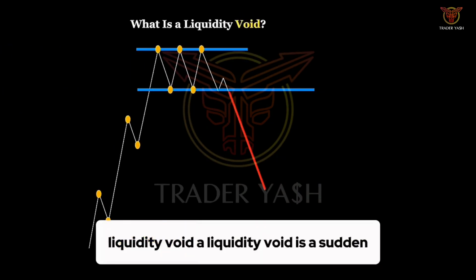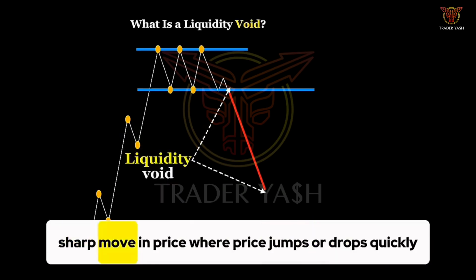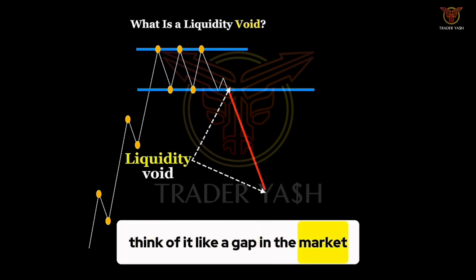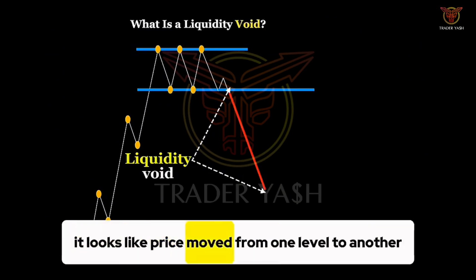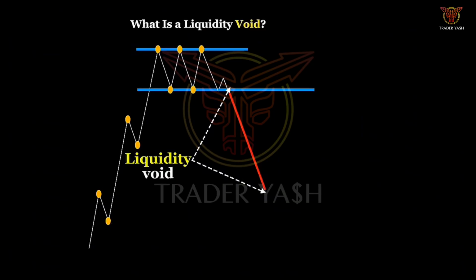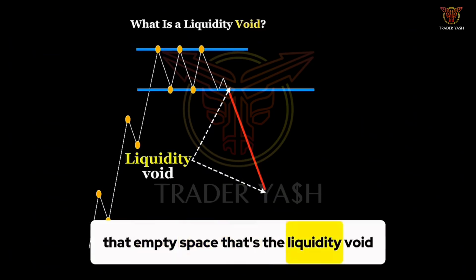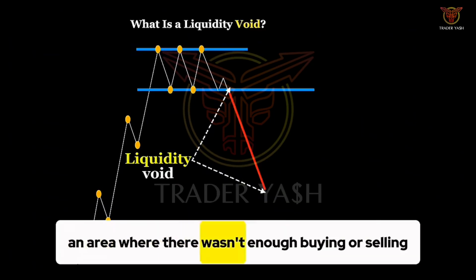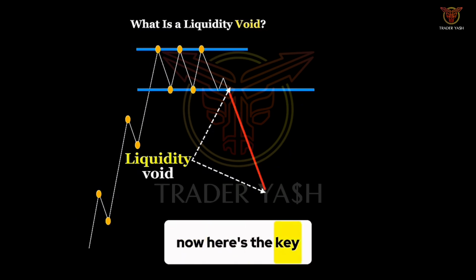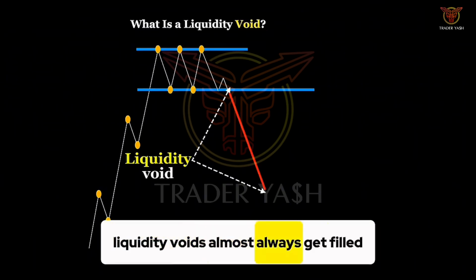Liquidity void. A liquidity void is a sudden, sharp move in price, where price jumps or drops quickly without much resistance in between. Think of it like a gap in the market. On the chart, it looks like price moved from one level to another, leaving a large empty space behind. That empty space? That's the liquidity void, an area where there wasn't enough buying or selling interest to slow price down. Now, here's the key. Liquidity voids almost always get filled.